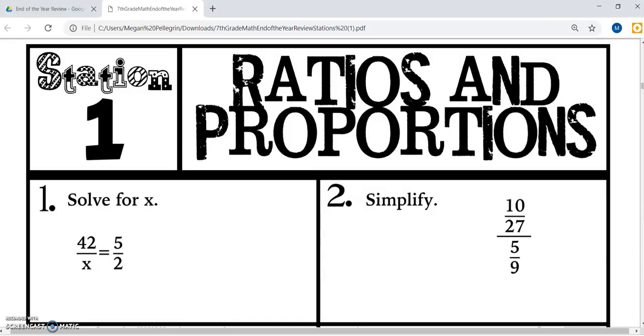Hi, this is Miss Pellegrin, and today we are looking at some homework help. We're looking at ratios and proportions.